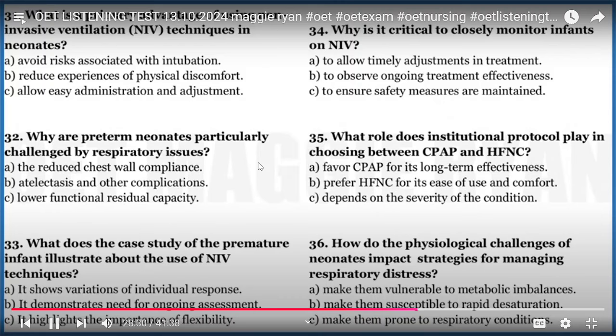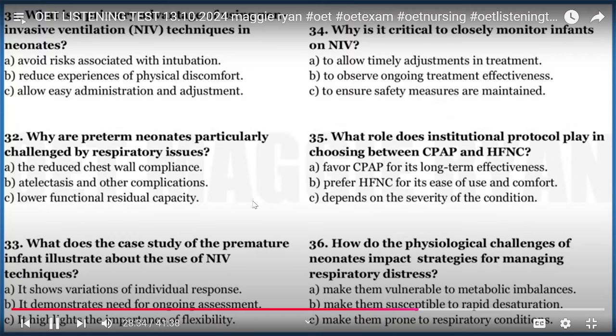Listening, issues, NIV. So now they are finished with number 32. Again they are going to number 33. So please listen. In number 33 again they will say this is a presentation, right? So she will say case study. Once you hear the case study and premature infant, please listen and go with the option. Once you go with the option, you will get the answer. Especially variation means maybe they will use some kind of paraphrase: ongoing assessment and flexibility. You should keep this word in your mind. Okay, now I will play again.